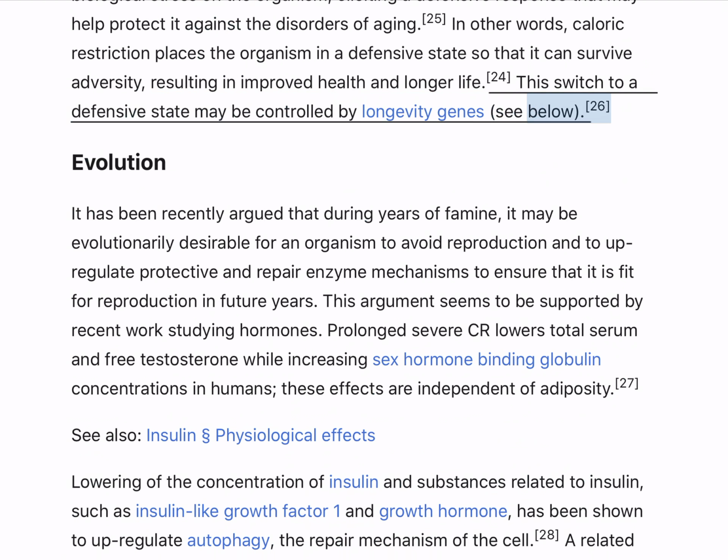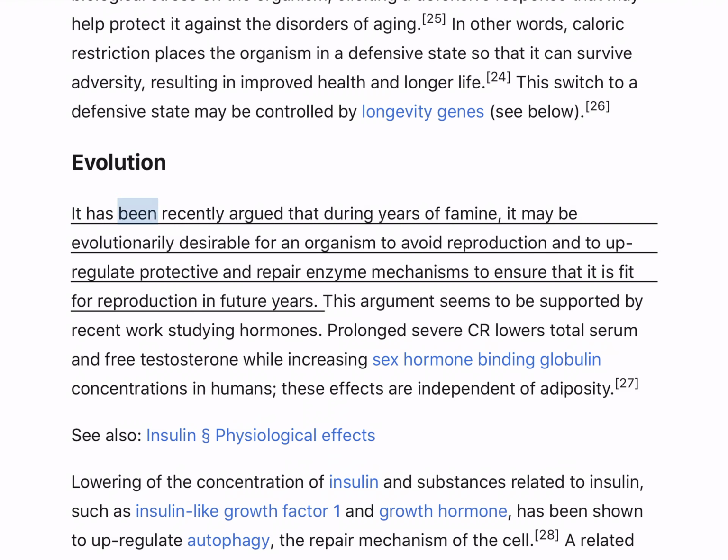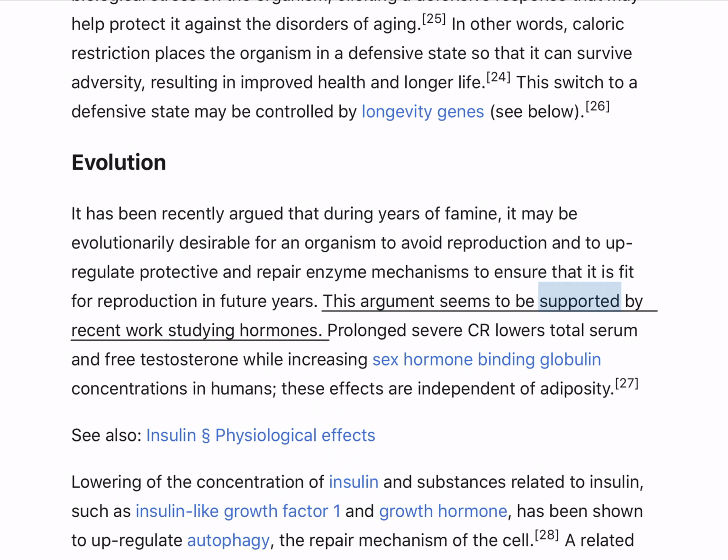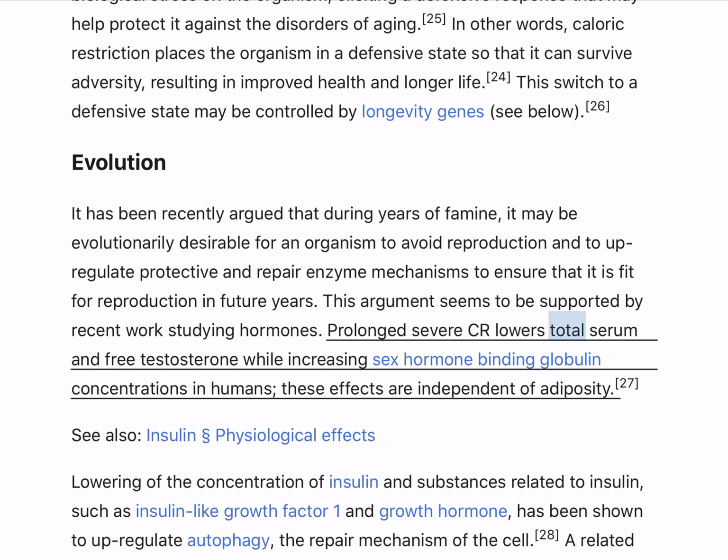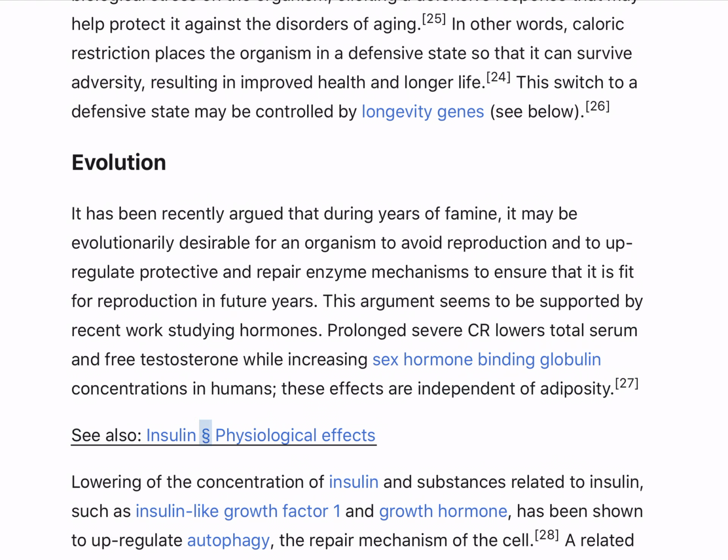See below. Evolution. It has been recently argued that during years of famine, it may be evolutionarily desirable for an organism to avoid reproduction and to upregulate protective and repair enzyme mechanisms to ensure that it is fit for reproduction in future years. This argument seems to be supported by recent work studying hormones. Prolonged severe CR lowers total serum and free testosterone while increasing sex hormone binding globulin concentrations in humans. These effects are independent of adiposity. See also, insulin section.